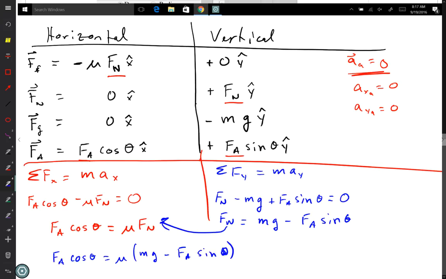Now I have an equation with only one unknown, and I can solve for Fa. I am actually at the bottom of this sheet, so I'm going to have to make another blank page to work on, but I can at least simplify it a little. I'm going to have to move this term with the Fa over to the same side as the other term with the Fa, so I'm going to have to add mu Fa sine theta to both sides.